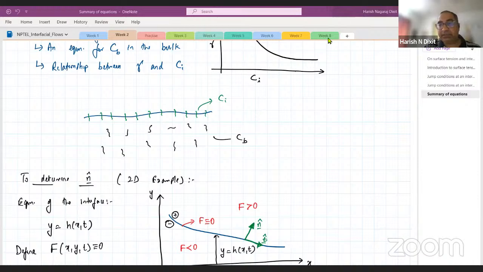Let me see if I can. The Zoom window is actually blocking my view.